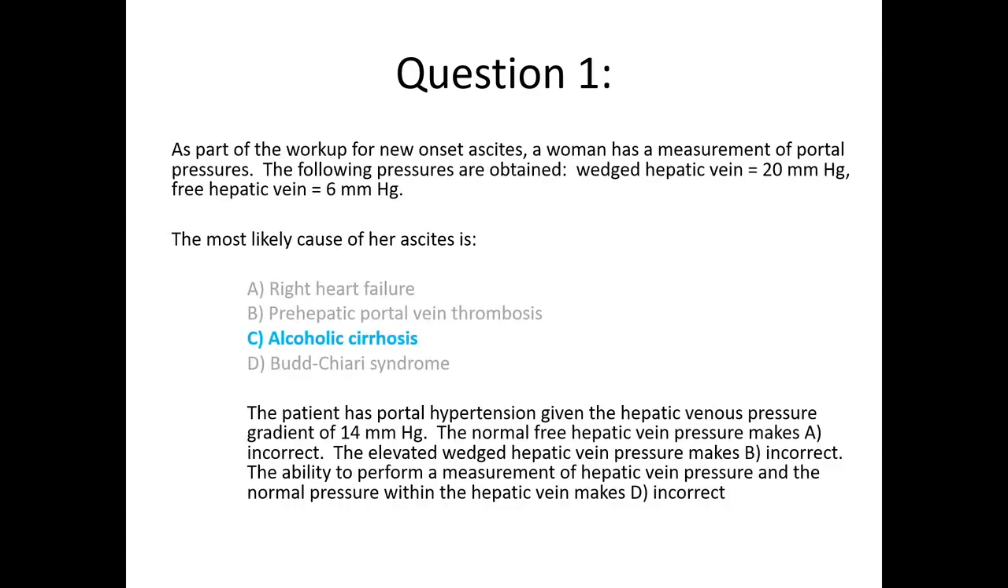The answer is C, alcoholic cirrhosis. The patient has portal hypertension given the hepatic venous pressure gradient of 14 millimeters of mercury. The normal free hepatic venous pressure makes A incorrect. The elevated wedged hepatic vein pressure makes B incorrect. The ability to perform a measurement of hepatic vein pressure and the normal pressure within the hepatic vein makes D incorrect.